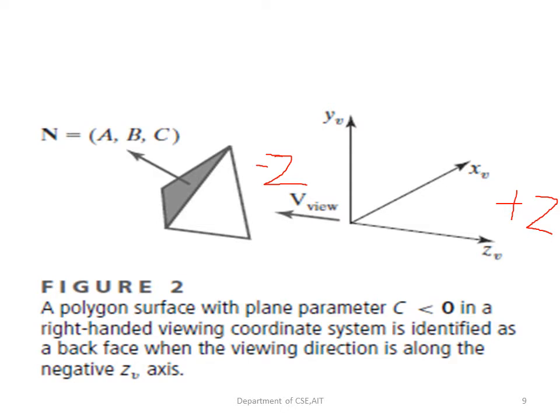Here I have a polygon. This polygon is viewed from the xv, yv and zv plane. When I look at this polygon in the V view direction, which happens to be minus z, then if the value of C is less than 0, we say it is a back face. If it is equal, it is also a back face, and if it is less, it is also a back face.